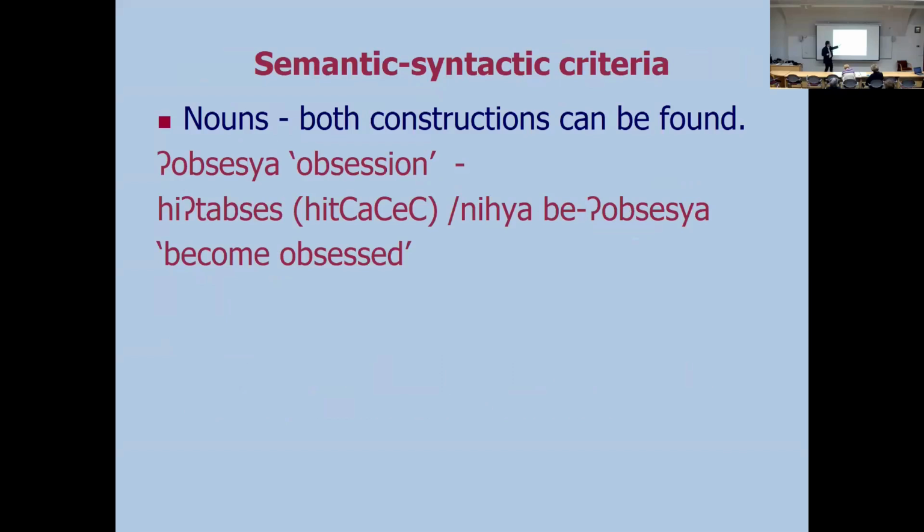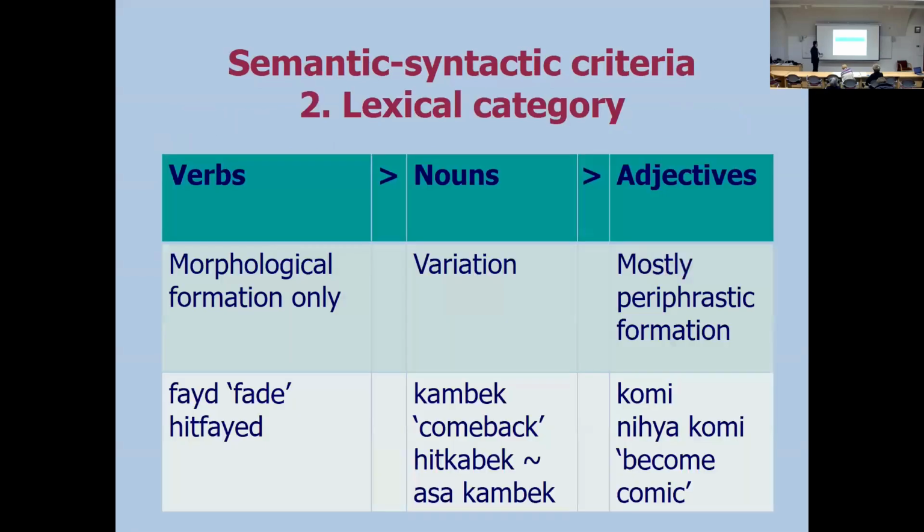And of course, we can also say nihiya obsessia, became an obsession. Because again, obsessia is a borrowed noun, so it's okay. But as an adjective, it is quite rare to find derived verbs. As I said, adjectives are perceived as more complex morphologically, as derived forms. I assume that the lexicon distinguishes between basic entries and derived entries, and therefore they are less likely to be the base of further derivations.